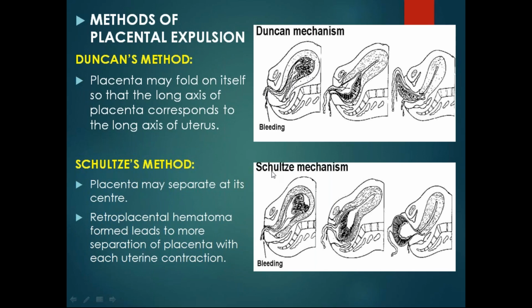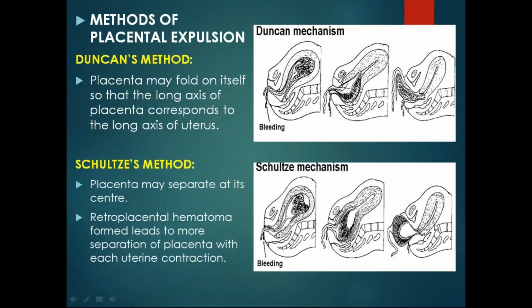The other is the Schultz method. So here, look at the placenta. The center of the placenta separates first, so it gets inverted. Here you can see this collection of blood. This is your placenta, and as it is coming out, the blood is seeping in here, so it forms an inverted umbrella. Can you see this? It's an inverted umbrella. So what is coming out is the shiny surface, the fetal surface. It comes out first. So just as a mnemonic, we remember shiny Schultz and dirty Duncan's. So the placenta will separate at the center. A retroplacental hematoma will form, and it leads to more and more separation with each uterine contraction.